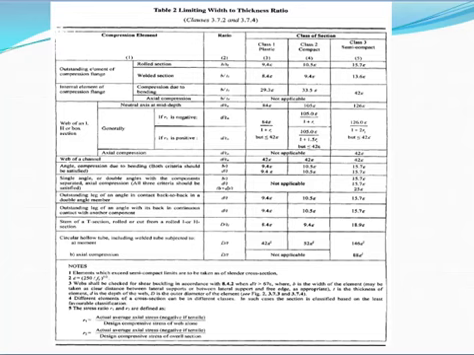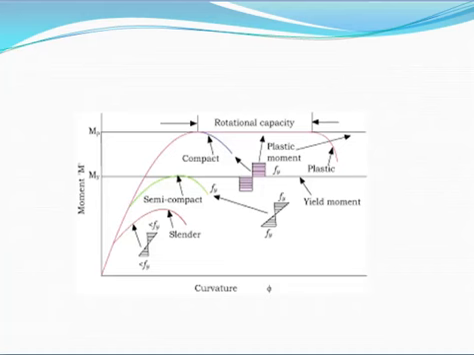Class 4 slender elements. The cross sections in which the elements buckle locally even before reaching the yield stress. Even before reaching the yield stress, that is the important point in the slender section. Again you can see the diagram here. These ones are the slender elements. These fail even before reaching the elastic point. This is the elastic limit, that is the yielding point.